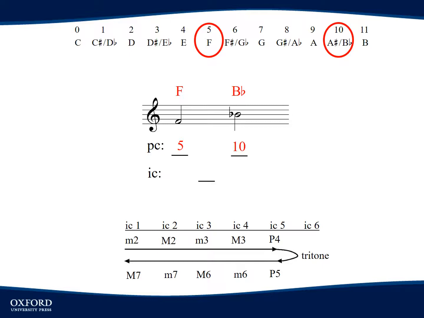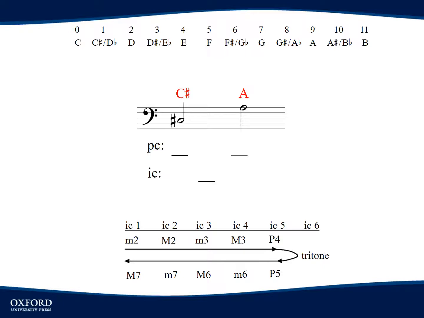Now intervals belonging to the same interval class are in the same vertical column. We know that the diatonic interval between our two notes, F and B flat, is a perfect fourth, which is interval class 5. Let's use the same tricks for the second problem we worked in the video, C sharp to A. We can see from the number line that C sharp is pitch class 1 and A is 9. The diatonic interval between those two notes is a minor sixth, or upside down major third, interval class 4.